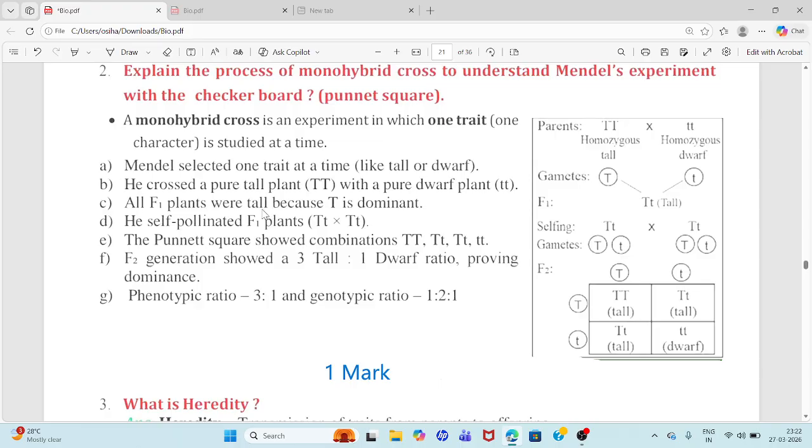All F1 plants were tall because capital T is dominant. He self-pollinated the F1 plants, capital T small t, and you can see the cross here, capital T small t. The Punnett square showed combinations capital T capital T, capital T small t, capital T small t, small t small t. Capital T capital T means tall, capital T small t means tall, and capital T small t is also tall. But small t small t is dwarf.